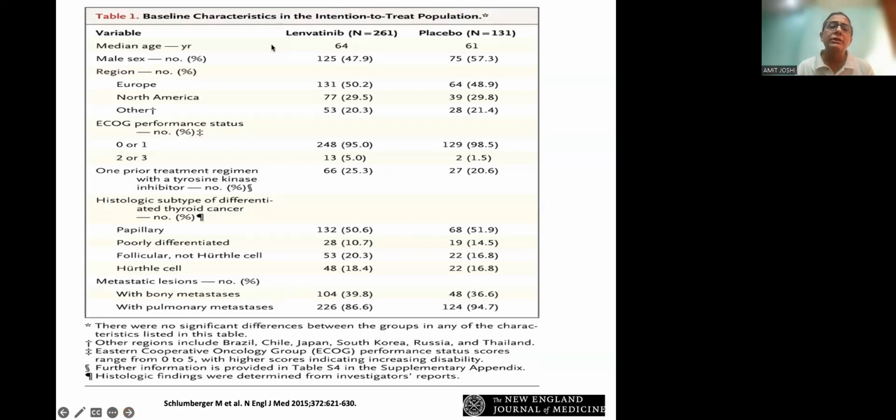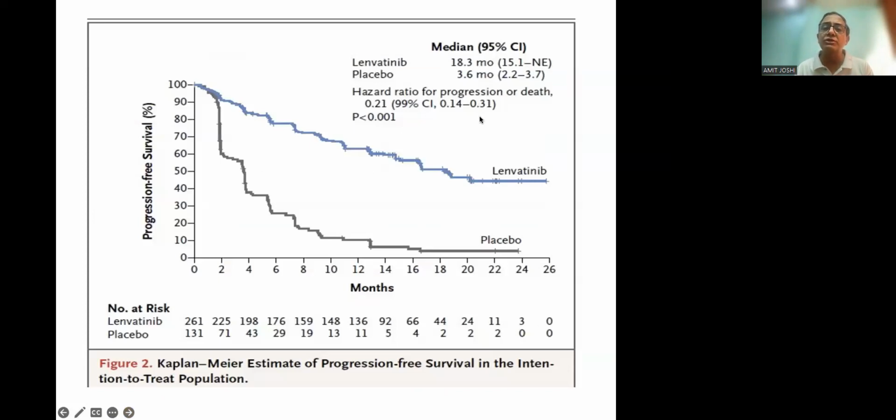Similarly, in the result of this study, the two arms were well balanced, as expected. The other important point is that patients who have received one line of VEGFR therapy, like sorafenib or axitinib, have also been allowed in this group of patients. Coming to the result of this study, the patients who received lenvatinib had a clear-cut benefit in terms of progression compared to the patients who received placebo.